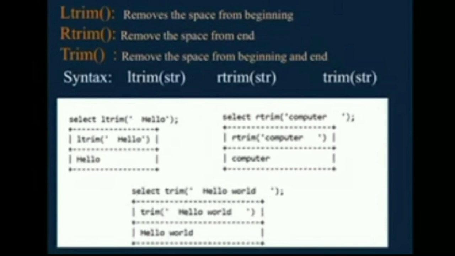Example, SELECT LTRIM(' hello'). There is a space in the beginning, so it will be removed, so the output will be hello. That is, the beginning space will be removed. Second, SELECT RTRIM('computer '). There is a space at the end of the string, so it will be removed, so the output will be computer, that is, the end space will be removed. After that, third example, SELECT TRIM(' hello world ').